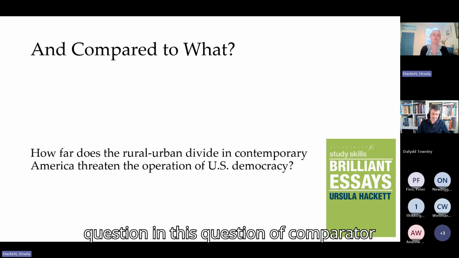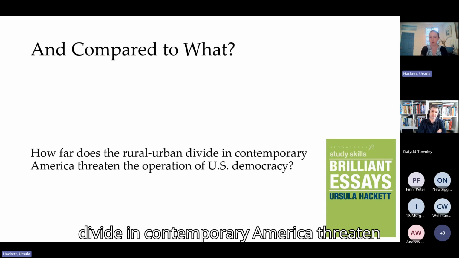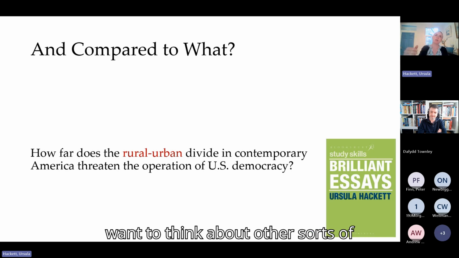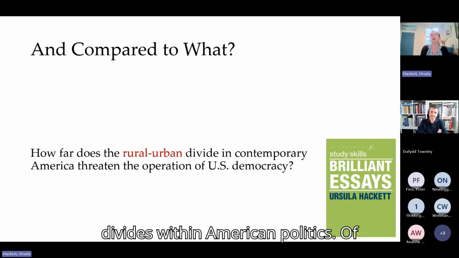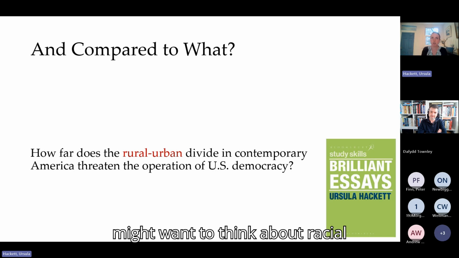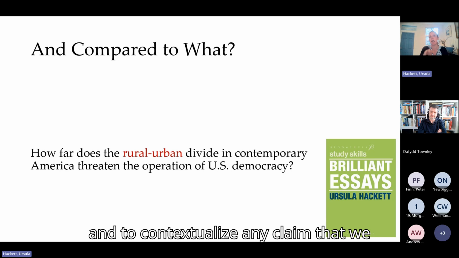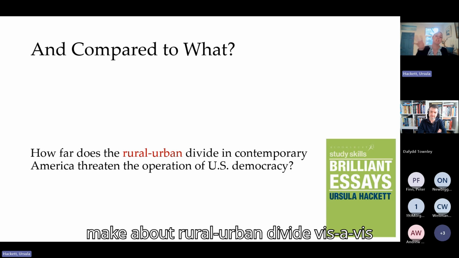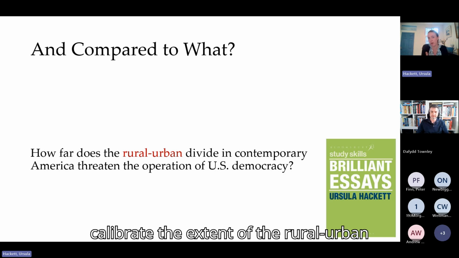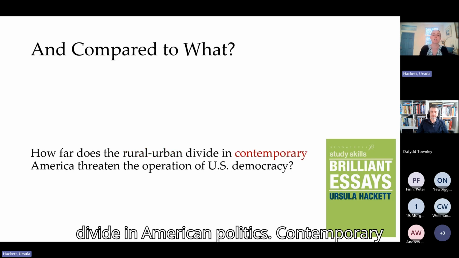The final question in this discussion of comparator class is, how far does the rural-urban divide in contemporary America threaten the operation of US democracy? Well, if we put our emphasis on rural-urban, we want to think about other sorts of divides within American politics. Of course, we all know about partisan polarization in the United States. We might want to think about racial polarization, religious divides, generational divides, education divides, and to contextualize a claim that we make about the rural-urban divide vis-a-vis these other forms of division, and think explicitly about how we can calibrate the extent of the rural-urban divide compared to these other forms of divide in American politics.